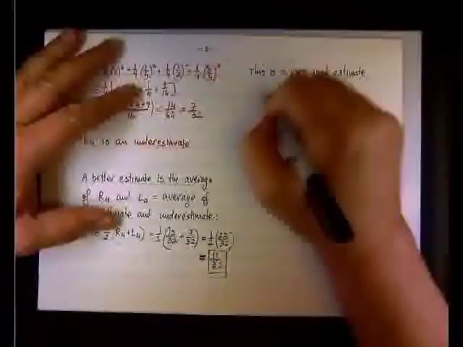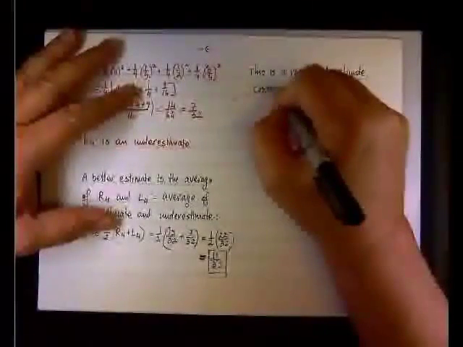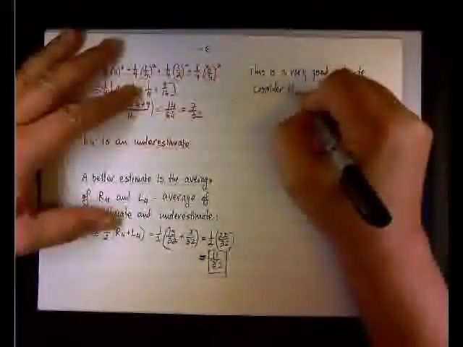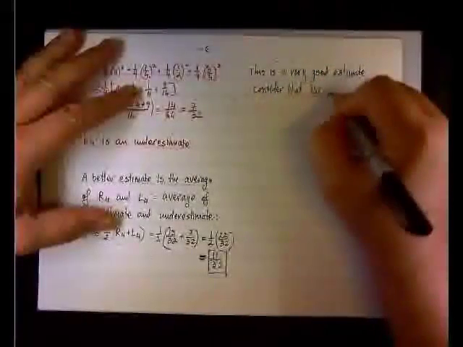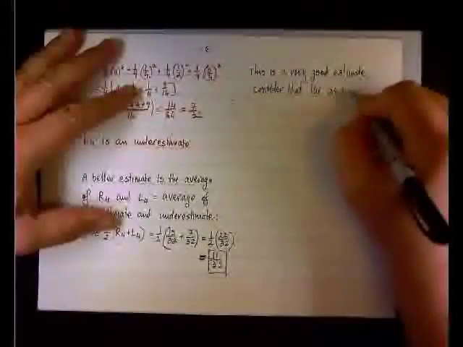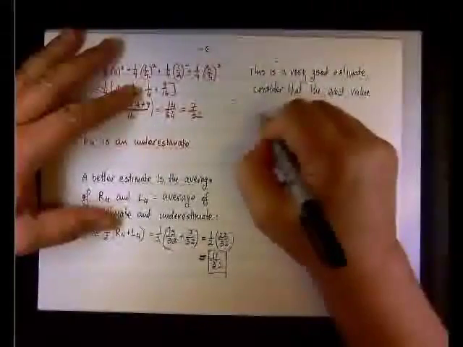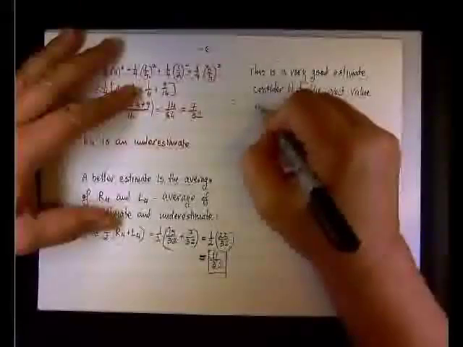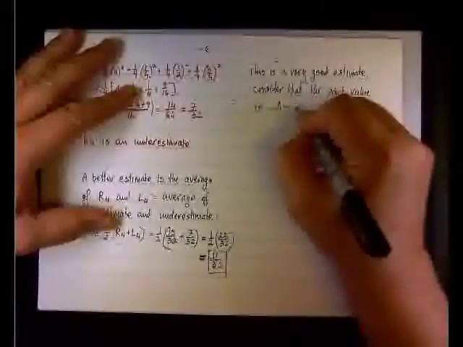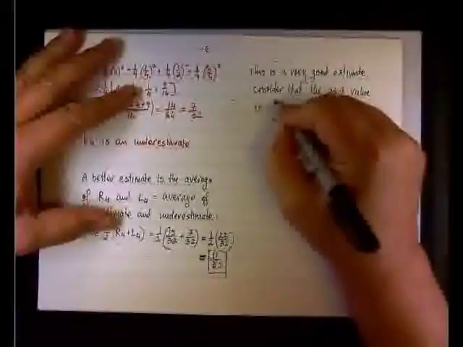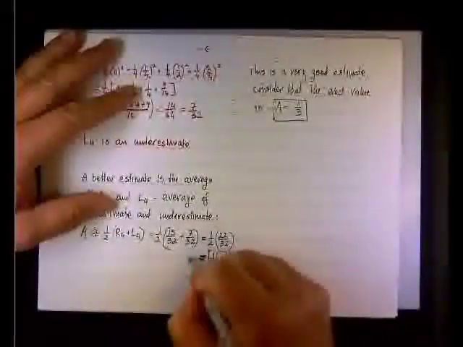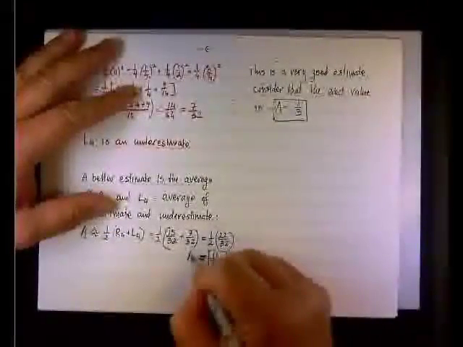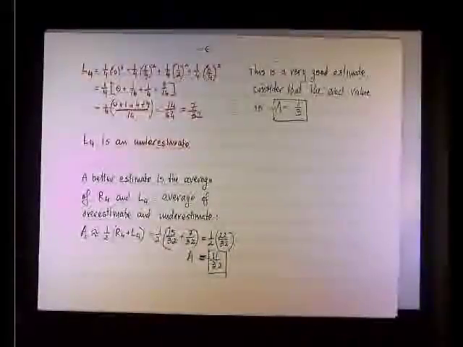Consider that the exact value is A equals 1/3. Okay, so here we have A equals 11 over 32. Remember, 11 over 32 is very close to the exact value. All right. This is it. I'm going to stop here.